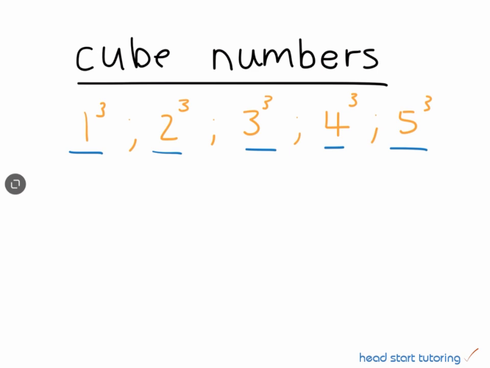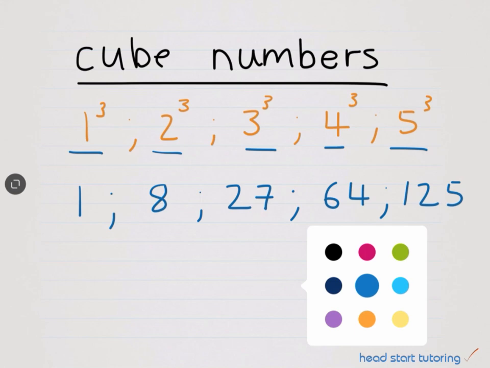So 1 to the power of 3 is 1 times 1 times 1, which is 1. 2 times 2 times 2 is 8. 3 times 3 times 3 is 27. 4 times 4 times 4 is 64. 5 times 5 times 5 is 125.